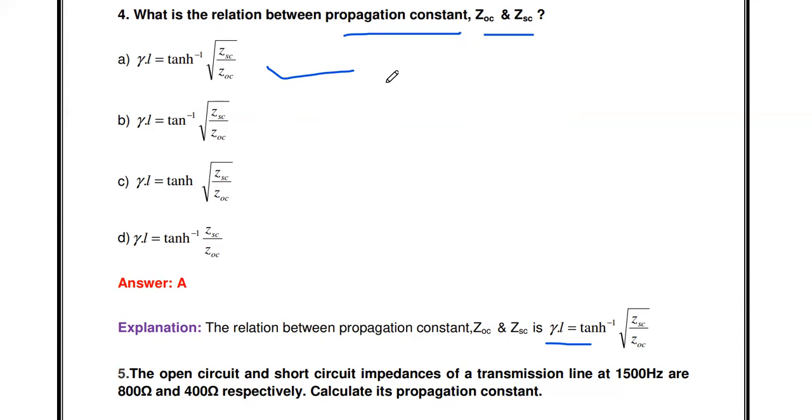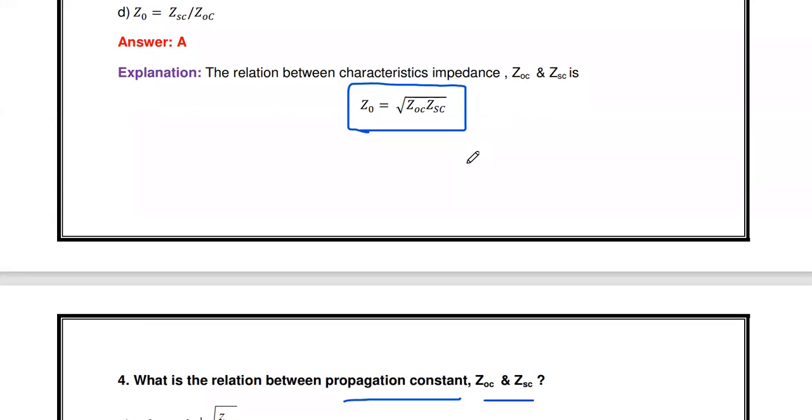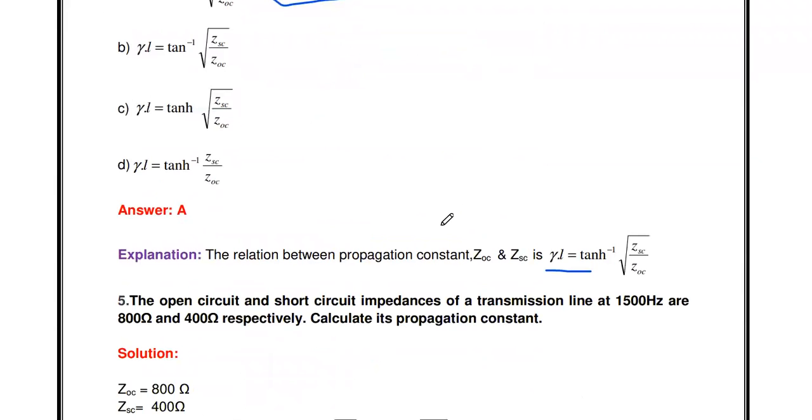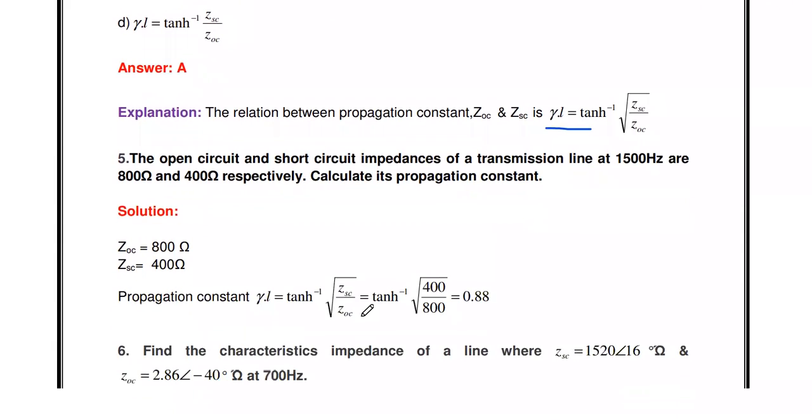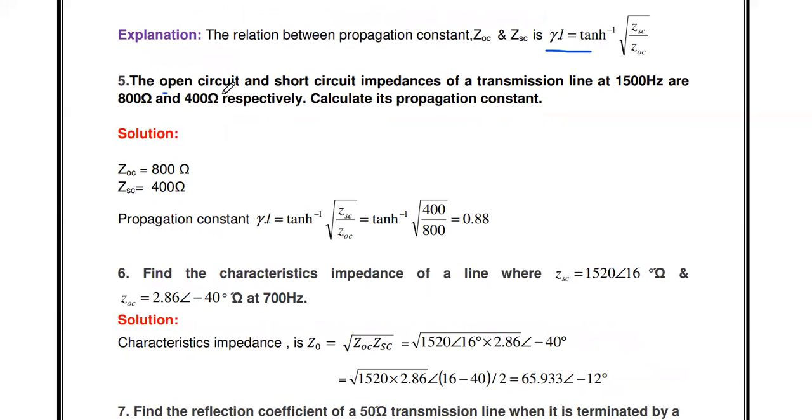Using this, you may get a 2-mark problem also. If ZOC and ZSC values are given in the problem, we may calculate the propagation constant or the characteristic impedance. So that is a very important 2-mark problem. We'll discuss it in the next question. The open circuit and short circuit impedance of the transmission line at 1500 hertz are 800 ohm and 400 ohm respectively. Calculate its propagation constant. This is the question. What data is given here? Open circuit impedance.